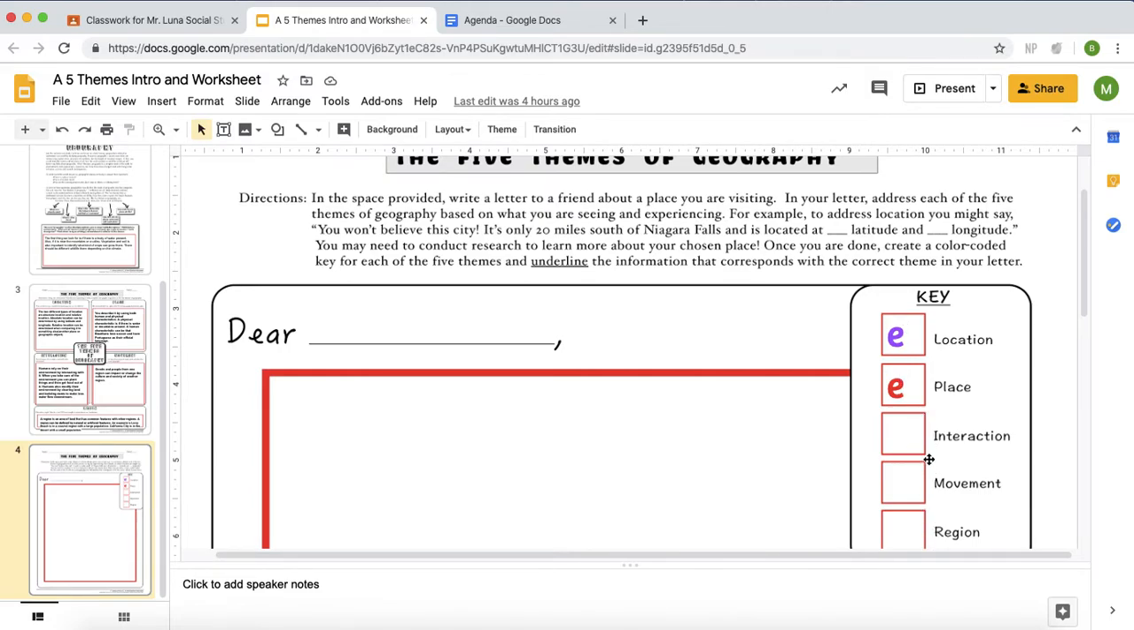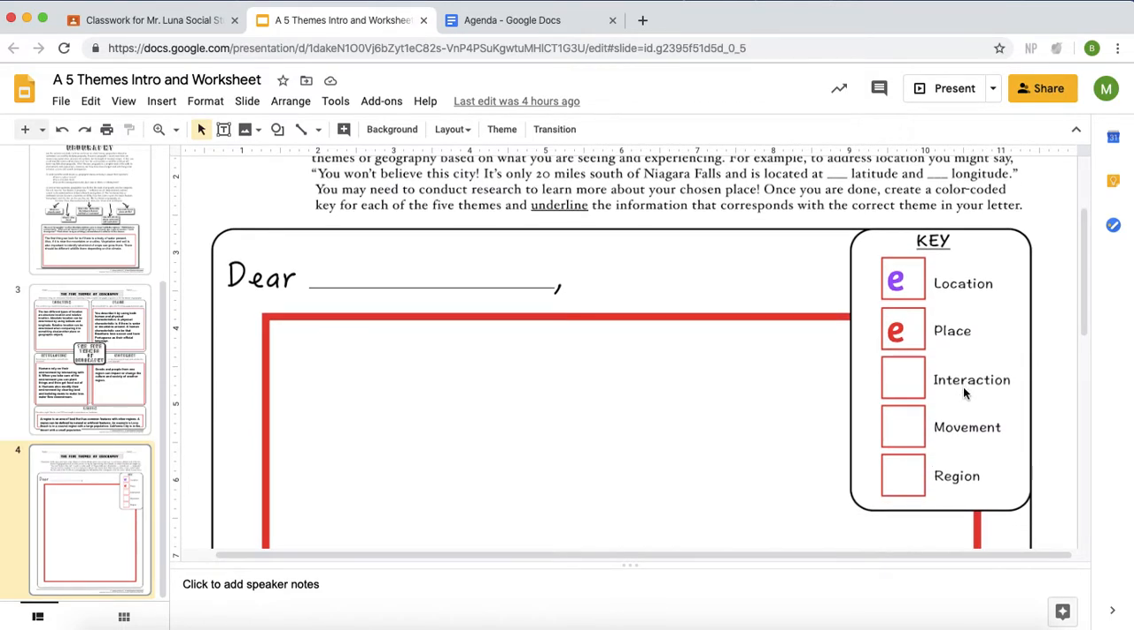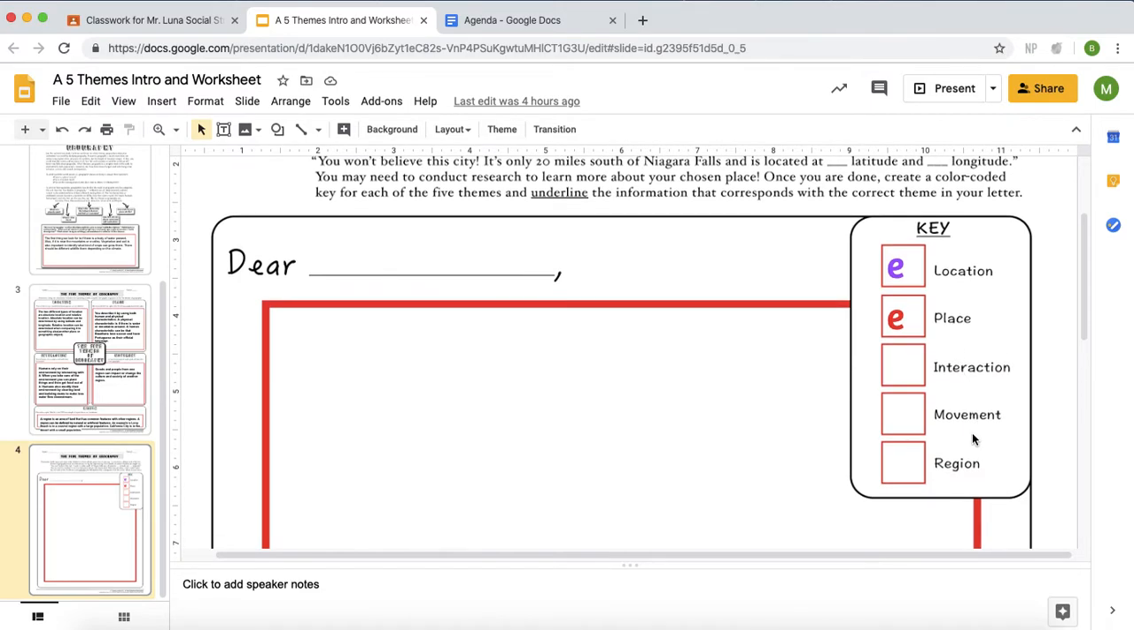Make sure it's not the matching colors. Interaction: how are people interacting with that? So if it was Niagara Falls, you could say the humans are interacting by using the water from the lakes as a water resource, and also for tourists. A lot of people want to see Niagara Falls, so they're using it for tourism. Movement: what is being transported there, in and out? What are people bringing to Niagara Falls? What are people bringing out of Niagara Falls?